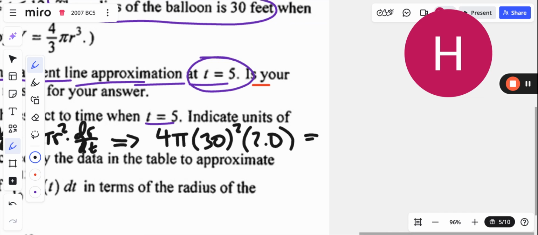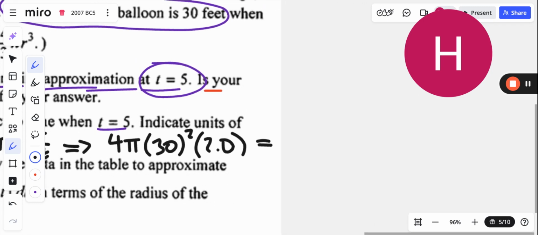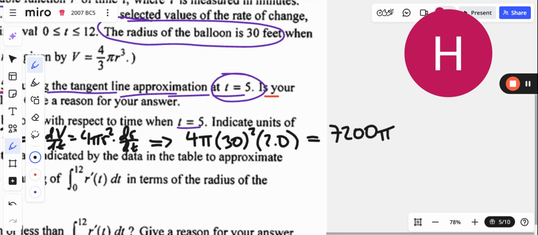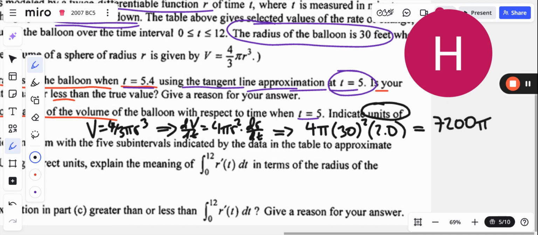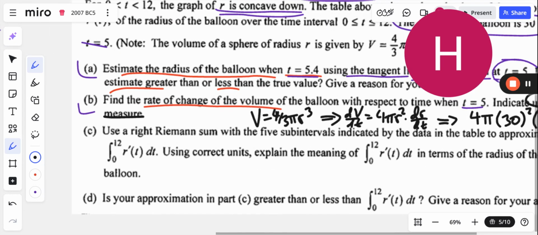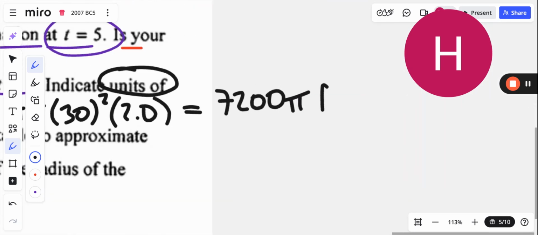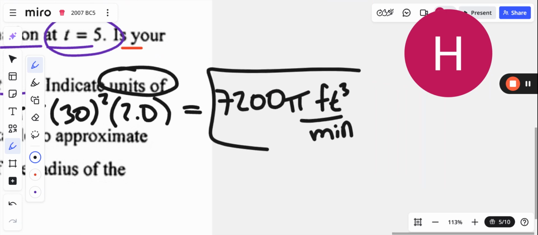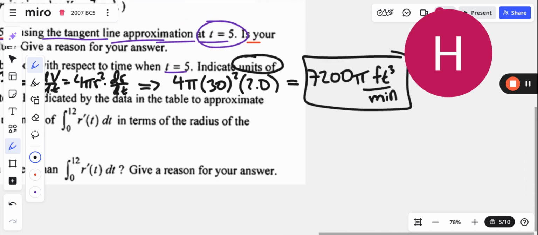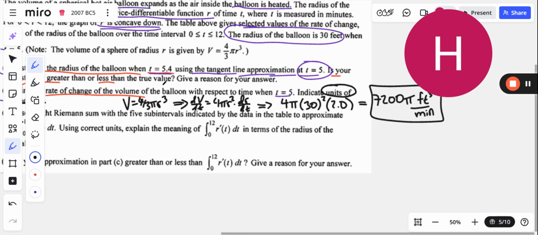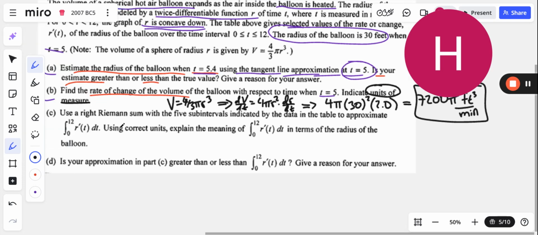This is pretty easy to calculate. 30 squared is just 900. Times 4 is 3600, times 2 is 7200, times pi is 7200 pi. Now the units, it's important. They said indicate units. That means you get a point for the units. Don't lose points just because you didn't put units. It's a change in volume, which is cubic feet per minute. Bam, like that. That one was pretty fast. Just a very straightforward use of the derivative relationship, the related rate.